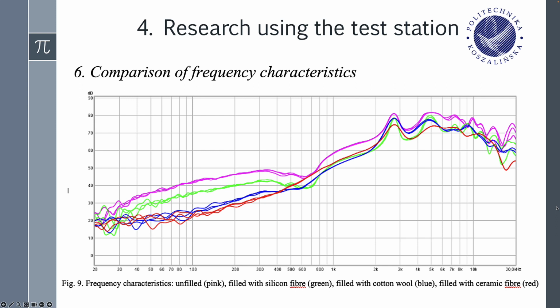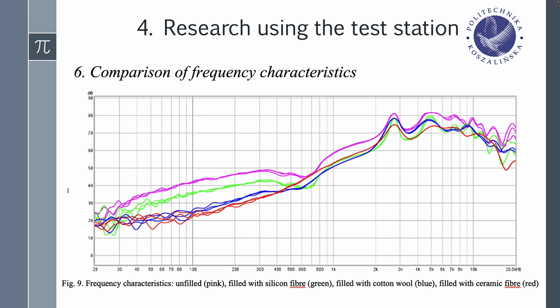The diagram, Figure 9, summarizes all frequency response measurements. Unfilled, pink; filled with silicon fiber, green; filled with cotton wool, blue; filled with ceramic fiber, red. The effect of the acoustic chamber filling material used on the frequency response is noticeable. In the 400 Hz to 3 kHz range, the changes in response for each material are similar. The greatest differences can be observed in the 20 Hz to 400 Hz range.